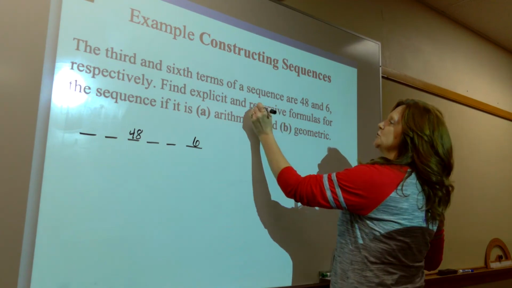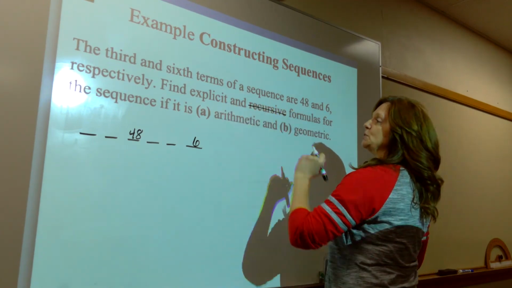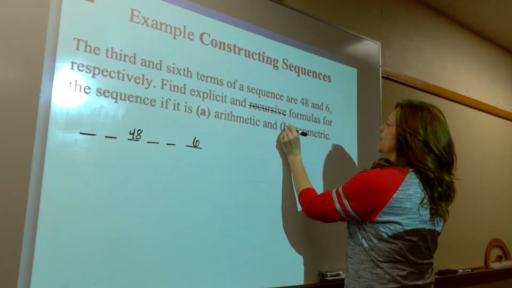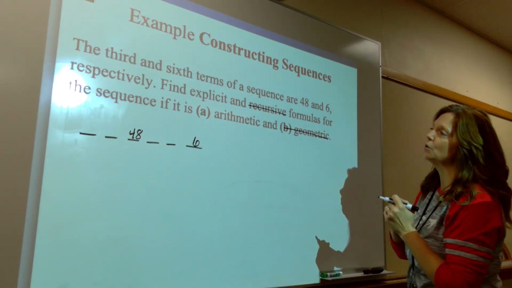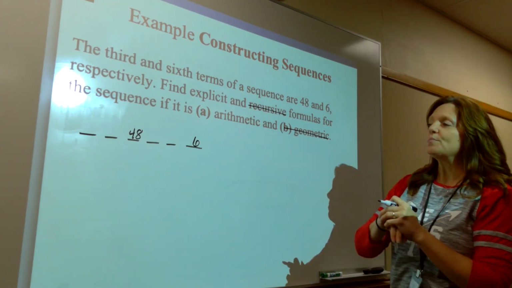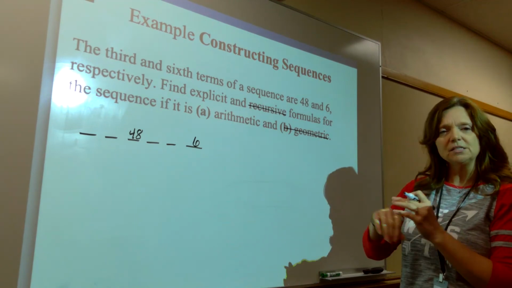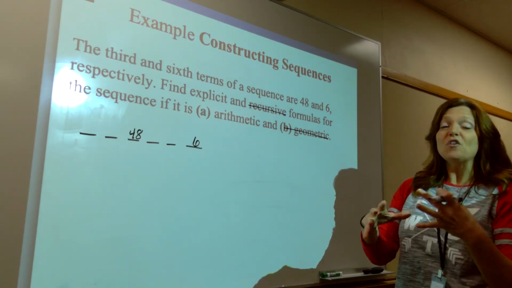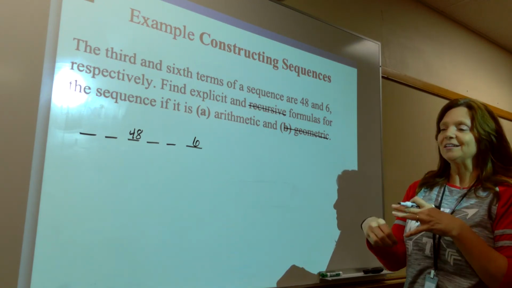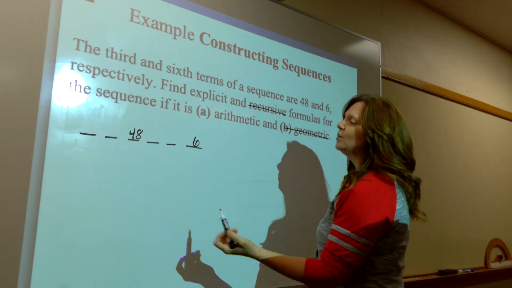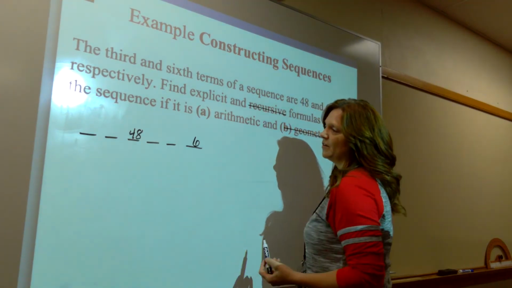Again, we're not going to do recursive. We're going to do an explicit rule, and we're just going to do the arithmetic example, because that's all that we're going to ask of you on your test. So we're going to do an explicit rule for arithmetic. So we're going to think of this as an arithmetic sequence. Now, before they told us what the next number was, so it's really easy to figure out what we're adding. Okay. So here we can see we're adding a negative number.